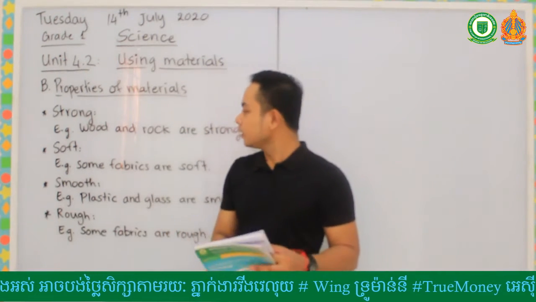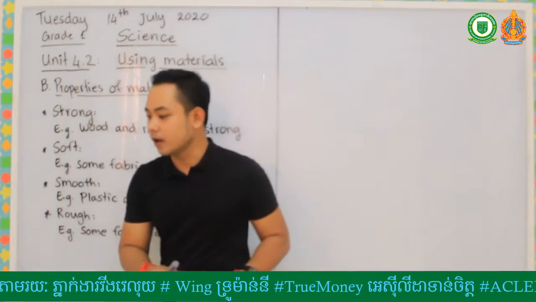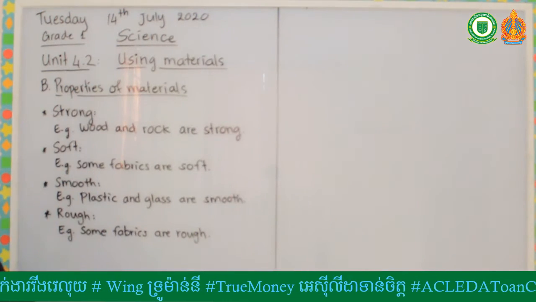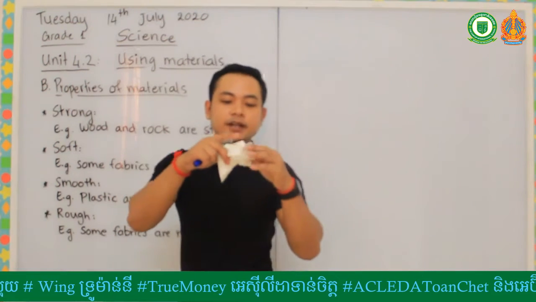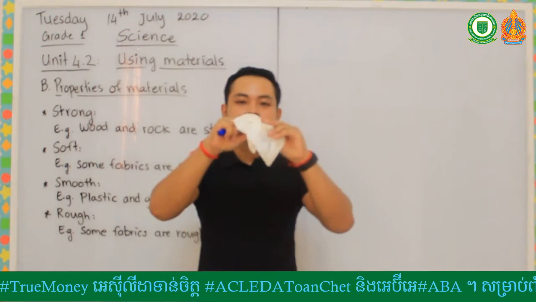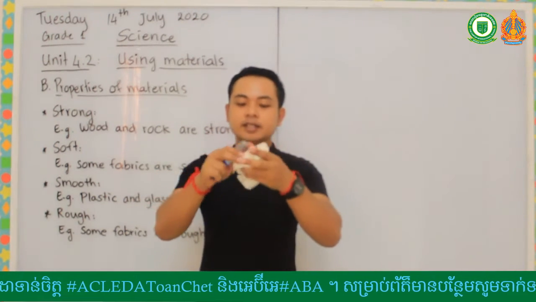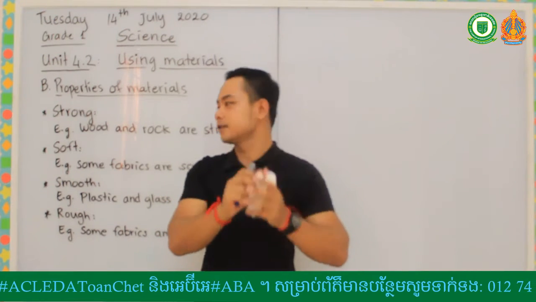Soft. As you have already learned, this is the word that is the opposite of the word strong. So something which is very soft, for example, this one is very soft, right? This tissue is soft. The marker is strong. I cannot break it, right? This one is very soft.